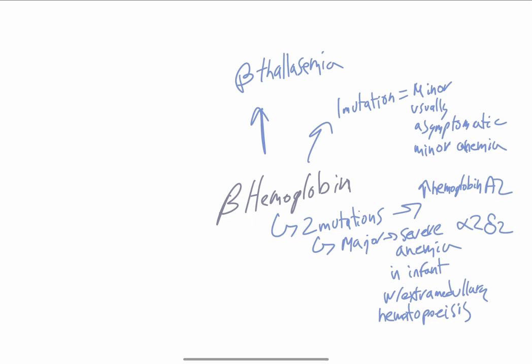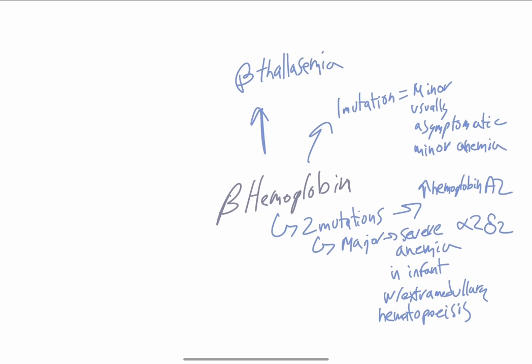So for beta thalassemia, it's an issue with beta hemoglobin. Beta hemoglobin mutations give you beta thalassemia. If you have 1 mutation, this is minor, usually asymptomatic, resulting in mild anemia. 2 mutations result in major, severe anemia in infancy with extramedullary hematopoiesis. This will give you things like the chipmunk facies and an elevated hemoglobin A2, alpha 2, delta 2 as a diagnostic clue.